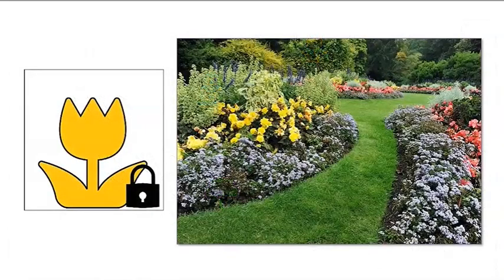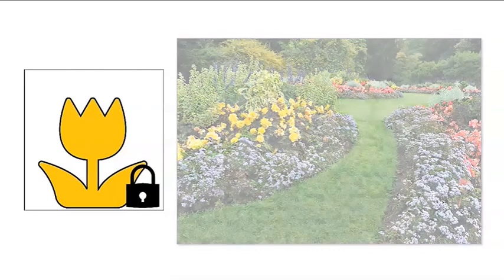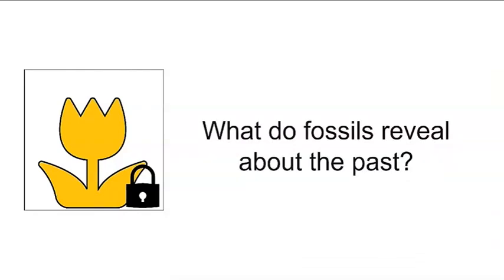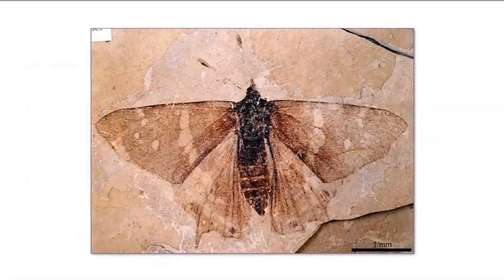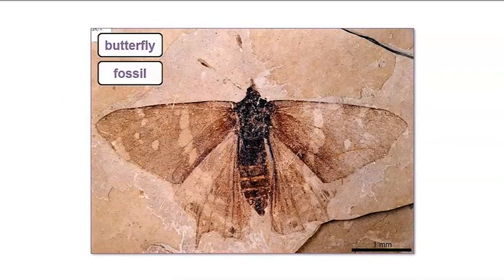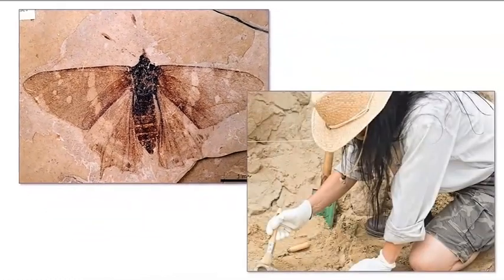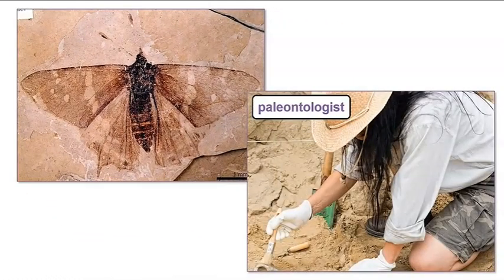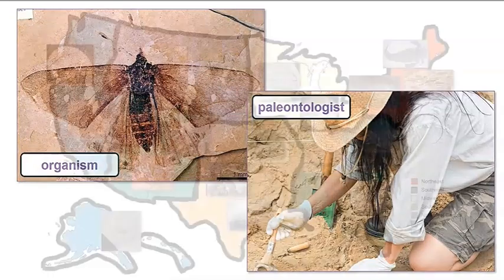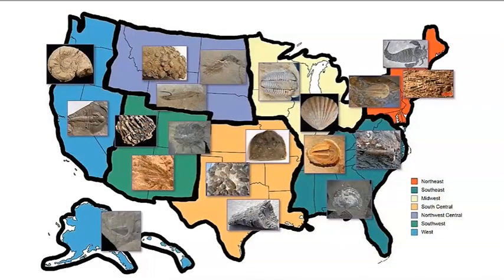Here is the first pit stop, a stop for food. And here is the first question. What do fossils reveal about the past? Remember when I showed you this photograph of a butterfly fossil? It was uncovered by a paleontologist looking for the remains of an organism from long ago. Paleontologists have found fossils all over the United States, and we were surprised to learn that many of them were fossils of organisms that had lived underwater.